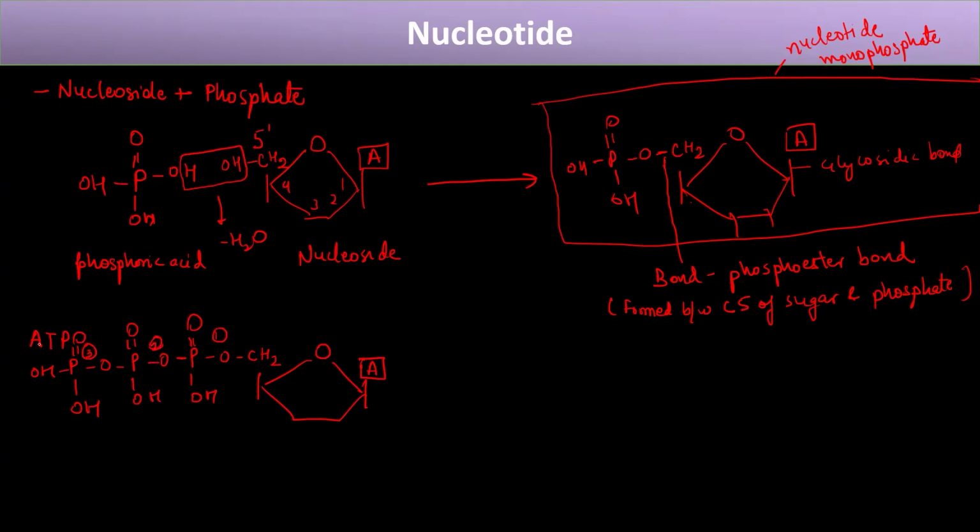So this is the structure of what? ATP, or adenosine triphosphate. So understood? If we have diphosphate, we'll have 2 phosphates here. If we have triphosphate, we'll have 3 phosphates here. And if we have monophosphate, we will have only 1 phosphate attached to this 5' carbon of the sugar. Okay. So this is the example of adenosine triphosphate. So this is about the nucleotide structure, and we understood how we can draw monophosphate, diphosphate, and triphosphate.